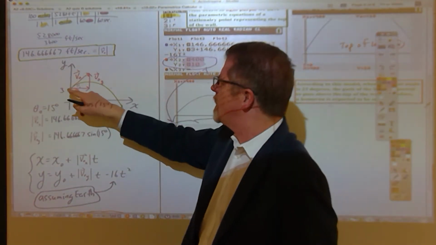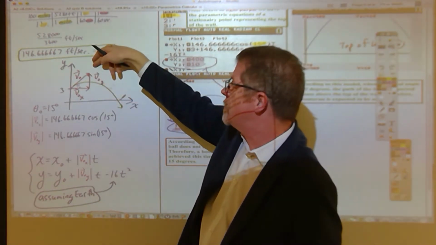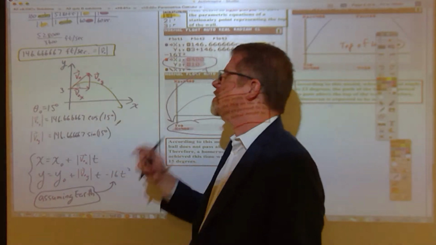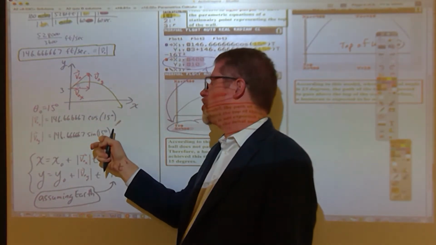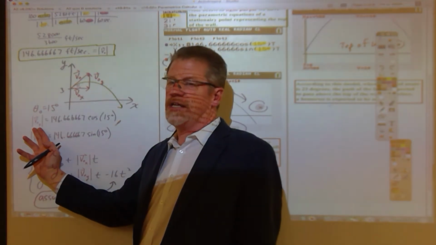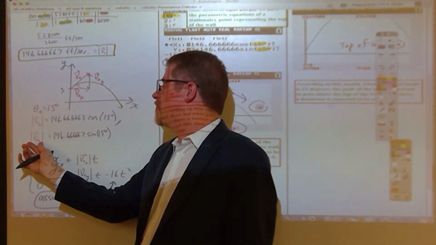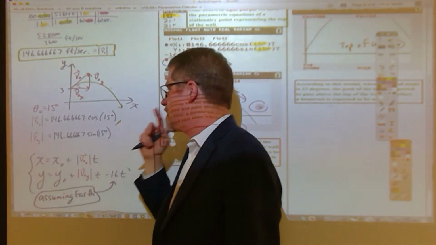Now, in order to break this initial velocity vector v sub 0 into its horizontal and vertical components, I have to use sine and cosine. So here's the magnitude of the initial velocity in the x direction, and here's the magnitude of the vertical component of the initial velocity.